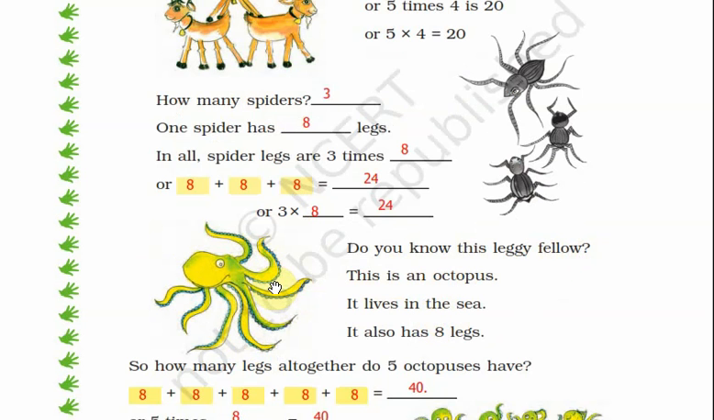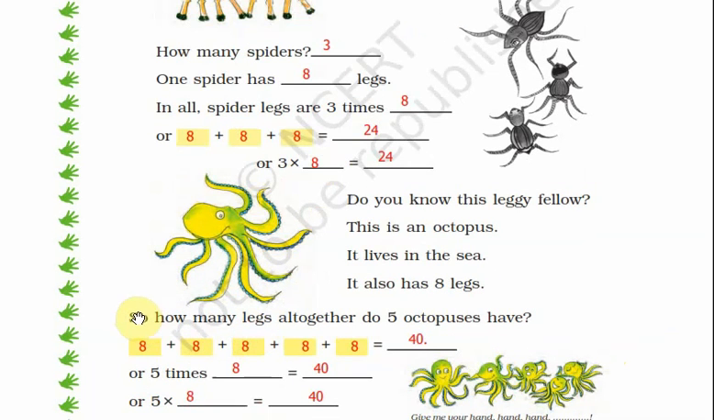Now, do you know this leggy fellow? Do you know this? Which animal is this? This is an octopus. It lives in the sea. Do you know how many legs an octopus has? An octopus has 8 legs. How many legs? 8 legs.